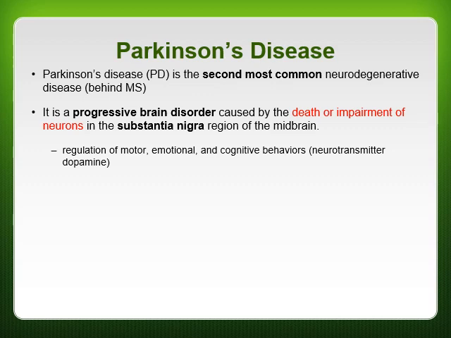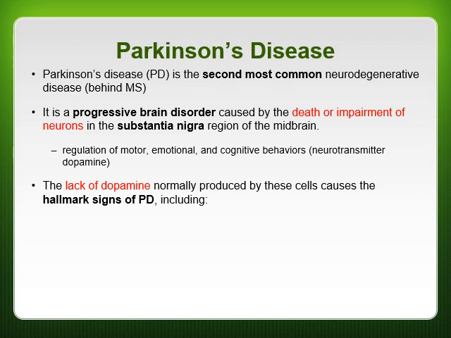Well, it's a regulator of motor, emotional, and cognitive behaviors. The neurotransmitter dopamine, which is one, if you've ever taken any psychology classes, that gets brought up quite a bit. Now, this lack of dopamine normally produced by these cells will cause some of the very recognizable signs and symptoms of Parkinson's disease. And what we're talking about here, so what are those hallmark signs? Well, tremors of a limb. That's where you see that kind of shaking. Those are considered tremors.